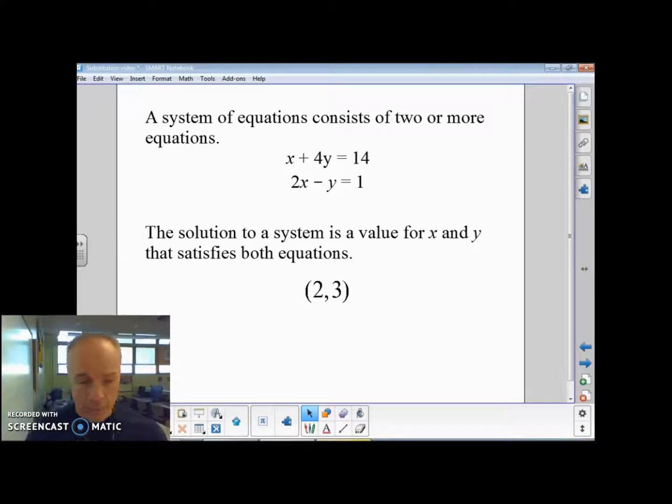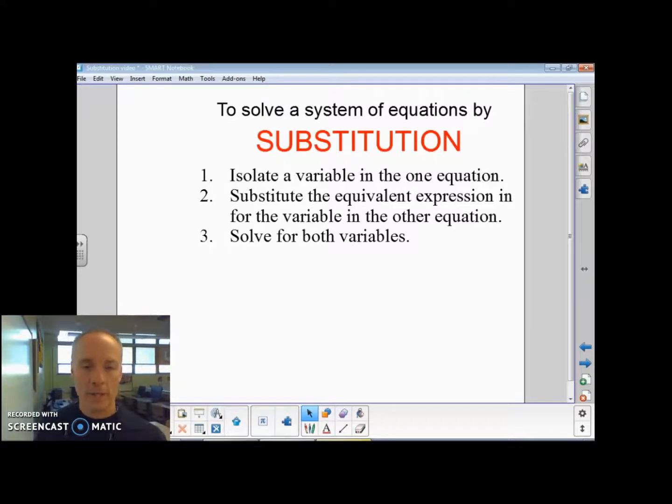A system, once again, of equations consists of two or more equations. The solution is the ordered pair, or the x, y value, that satisfies both equations, that works in both equations. So to solve a system of equations by substitution, first step, isolate a variable in one equation. Second step, substitute the equivalent expression for that variable into the other equation. And then finally, solve for both variables.